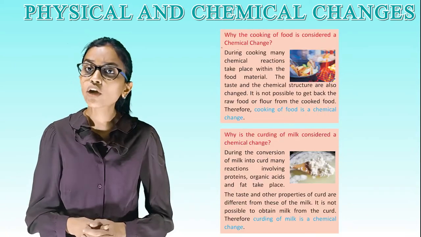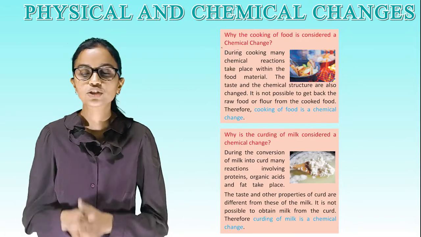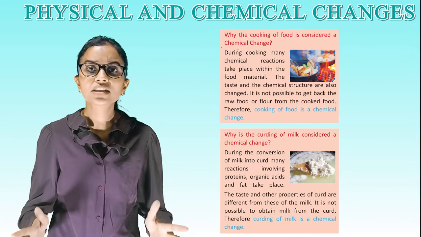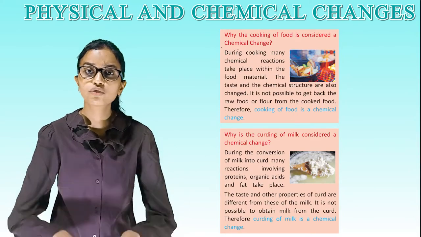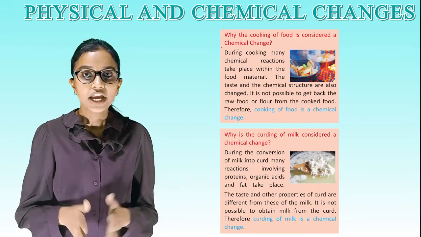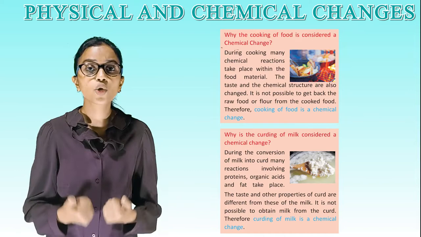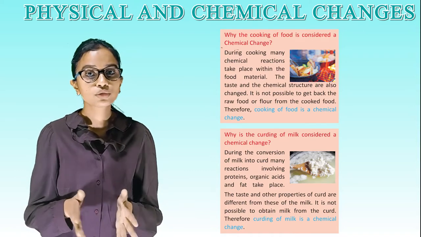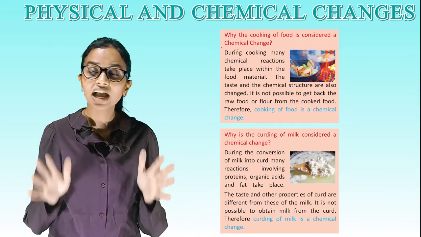Why is the cooking of food considered a chemical change? During cooking, many chemical reactions take place within the food material. The taste and the chemical structure are also changed. It is not possible to get back the raw food or flour from the cooked food. Therefore, cooking of food is a chemical change.